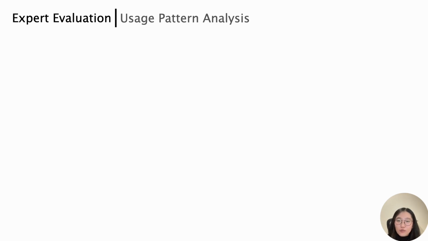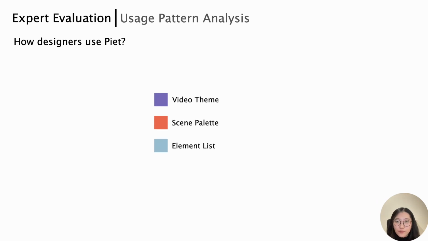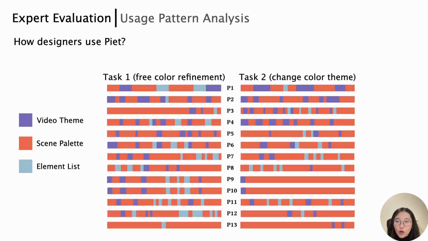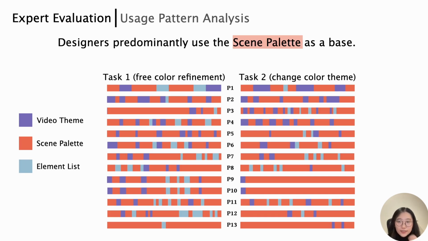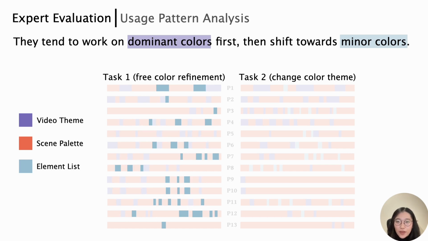To better understand how designers navigate through the 3 color wheels in Piet, we conducted usage analysis on the 3 provided color wheels. We manually coded designers' interactions. Here's what we discovered. First, designers consistently favor the sim palette, using it as their primary tool. Second, we noticed a dynamic pattern in tool usage, where designers start with the video theme wheel, indicated by more purple, and then shift towards the element list wheel, showing blue.